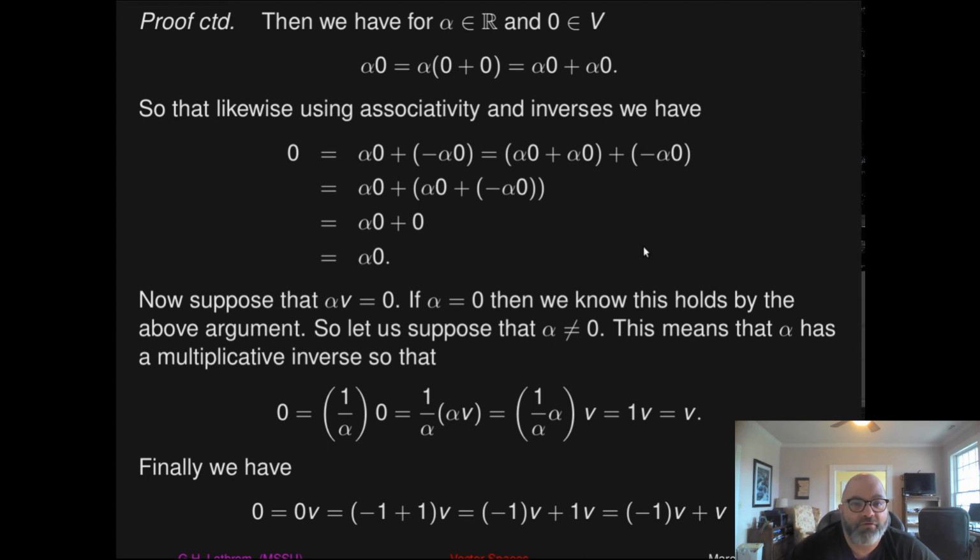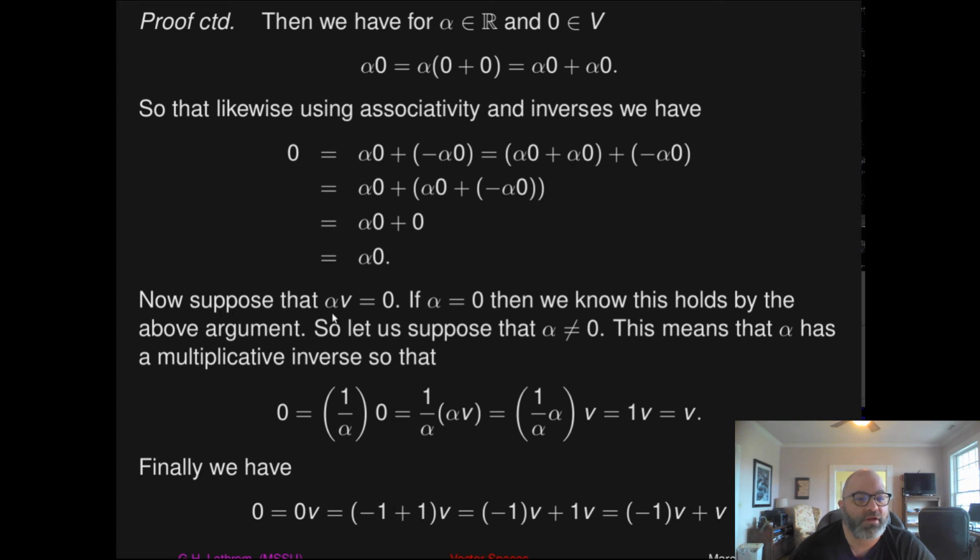If we take any real number alpha and multiply it times our 0 vector, we're doing the same trick: the 0 vector is really just 0 plus 0. Using our distributive property, that's alpha times 0 plus alpha times 0. Once again, using the associativity, inverse, and identity properties gets us 0 is equal to alpha times 0. So multiplying the 0 vector by anything doesn't change it from being the 0 vector.